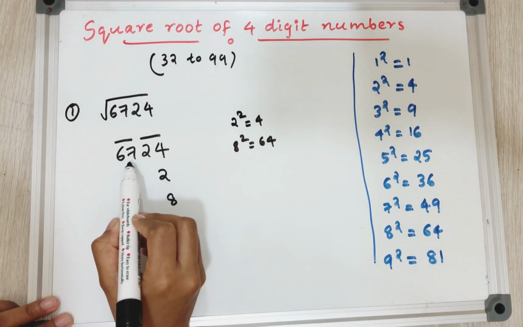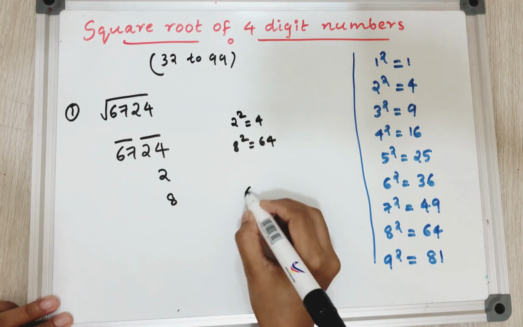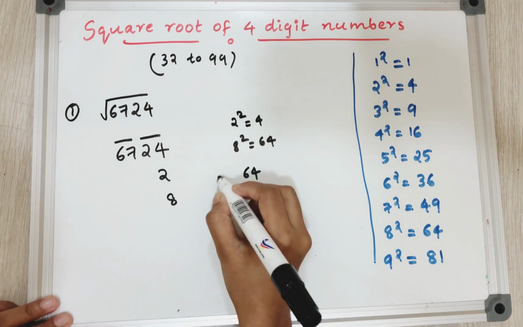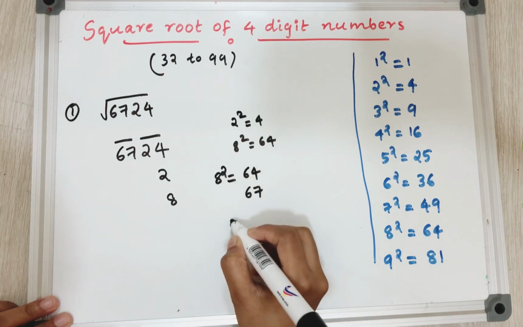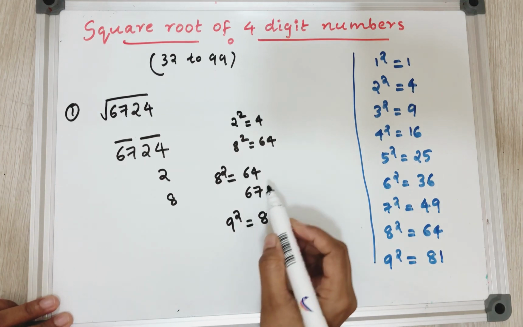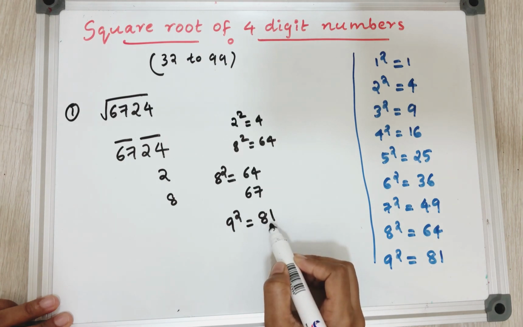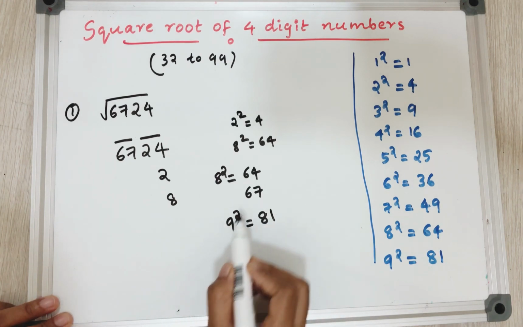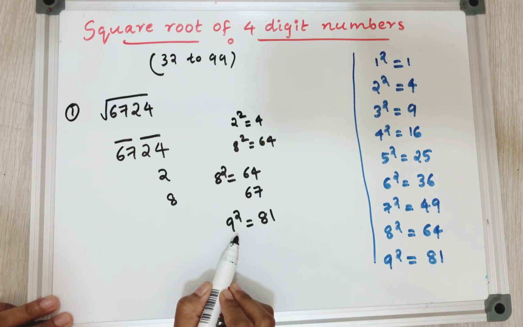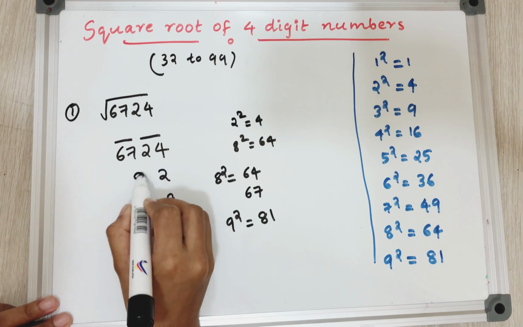Now consider this number 67. Now 67 lies in between the perfect squares 64 and 81, that is, 8 square is equal to 64 and 9 square is equal to 81. 67 lies in between these two squares. So choose the smaller one, 8.